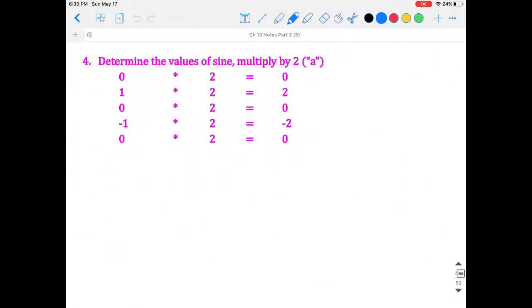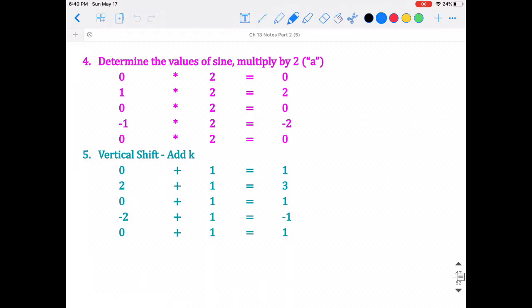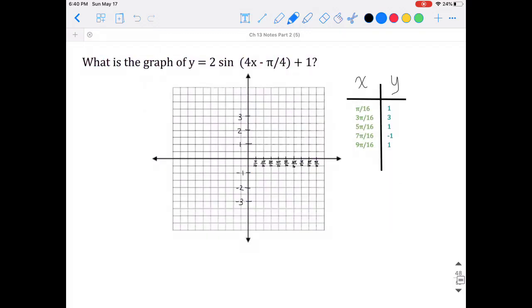Step 4, we determine the values of sine by multiplying by 2, which is our a value. So again, remember for sine we start at 0, then we go max, 0, min, 0. So we're multiplying each of those values by 2 to get 0, 2, 0, negative 2, and 0. Those are our y values prior to the vertical shift. So step 5, to figure out the y values, we have to add k to each of our values of sine. So that gives us the y values for our graph, which are 1, 3, 1, negative 1, and 1. Using steps 3 and 5, we're then able to graph this function. I labeled my table on the right with the x values and the y values that we got in those steps. So now we just have to graph.